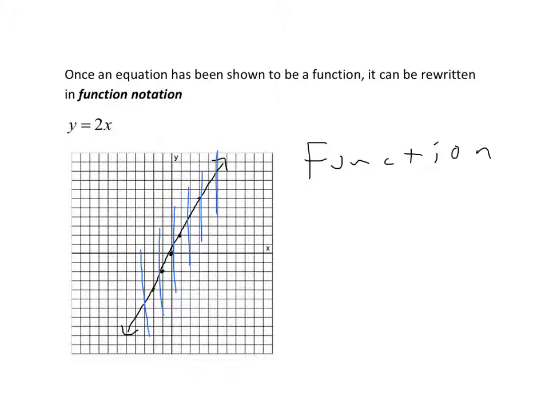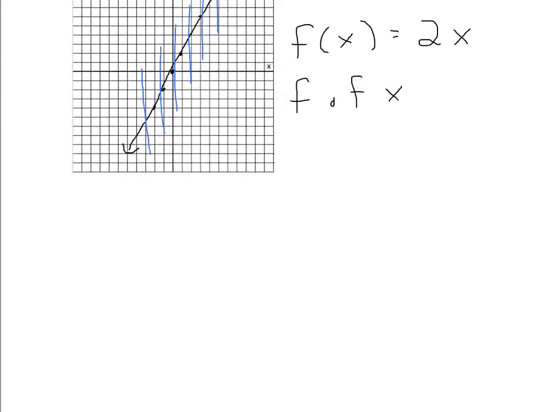Now that I know that, I'm going to change to function notation. In place of y, I'm going to put f of x equals 2x. That looks kind of like f times x, but that's not what that means. This means that it's a function of x, and it's read f of x. Now let's do some calculating with our function notation.